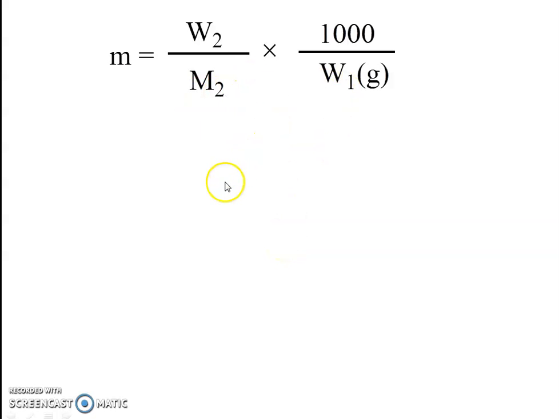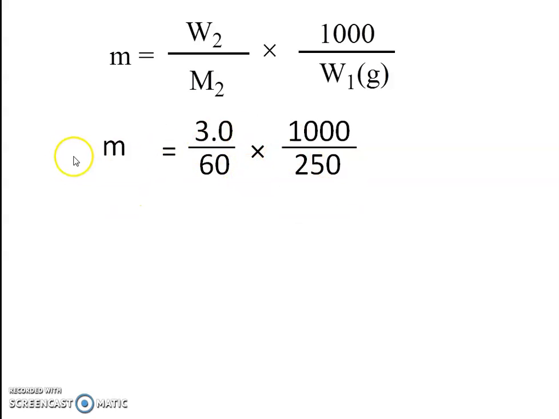Now each term is known. Weight of urea is given, that is 3 grams. Molar mass of urea is also known, 60, and weight of solvent is also given, that is 250. Just substitute the values, so molality equals 3 upon 60 into 1000 upon 250, and when we solve this, the answer is 0.2 molal. So molality is 0.2.